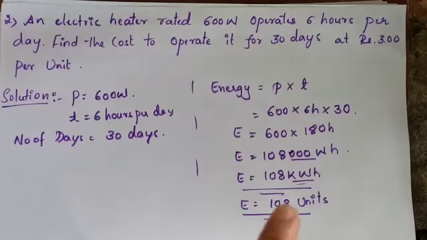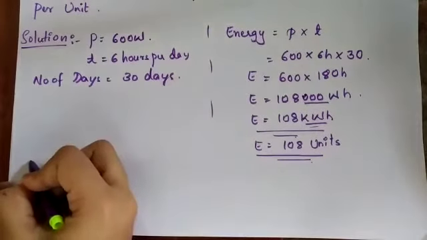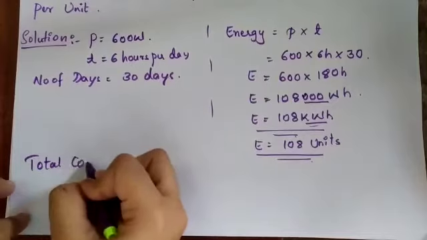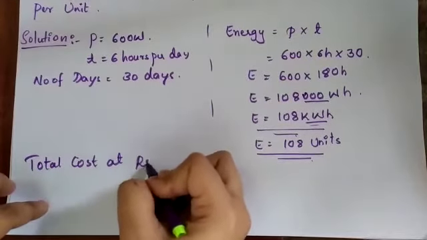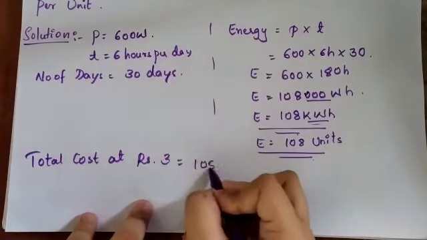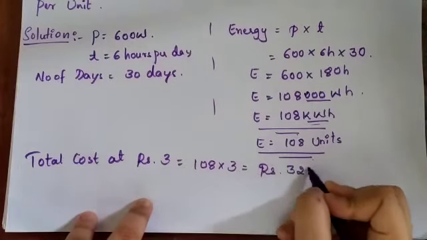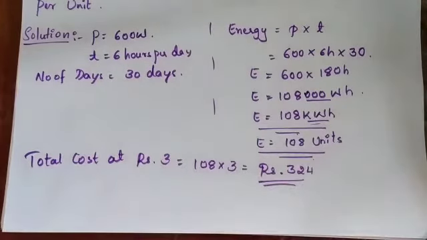Now they have asked the cost at rupees 3 per unit. So for 1 unit it is 3 rupees, means how much for 108 units? Let me find out the total cost. You will multiply 108 into 3 rupees, so that you will get rupees 324. So for 108 units, the total cost you will get is rupees 324. So this is the second problem.